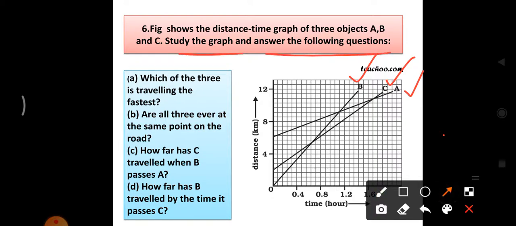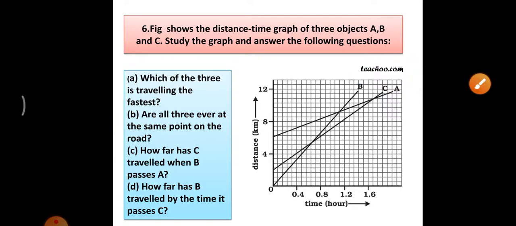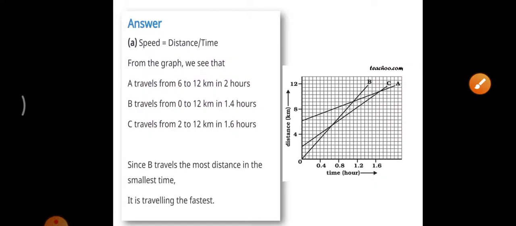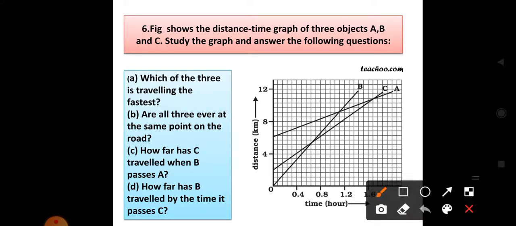Question A: Which of the three is traveling the fastest? Question B: Are all the three ever at the same point on the road? Question C: How far has C travelled when B passes A? Question D: How far has B travelled by the time it passes C? We will see the answers to these questions. The first question: which of the three is travelling the fastest?